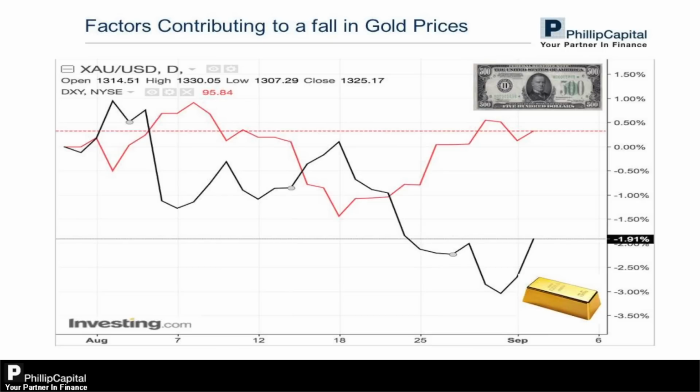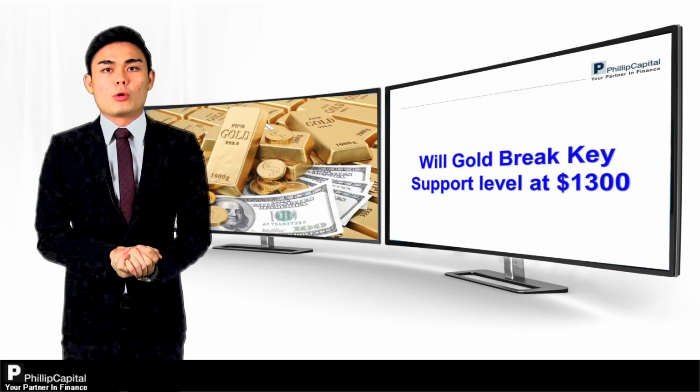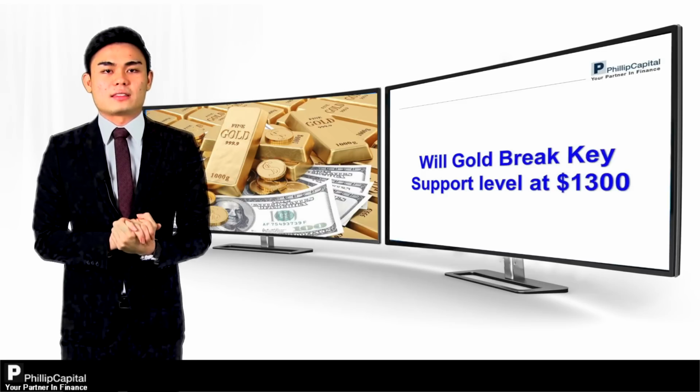Next, as you can see from the graph, the dollar index has strengthened over the past few weeks due to the fact that Fed members are confident of a rate hike by the end of this year, which is backed by strong US economic growth. With that, it resulted in a slight dip in gold prices, reaching the key support level at $1,003 per ounce. Here is the question: will gold break the key support level at 1,003?